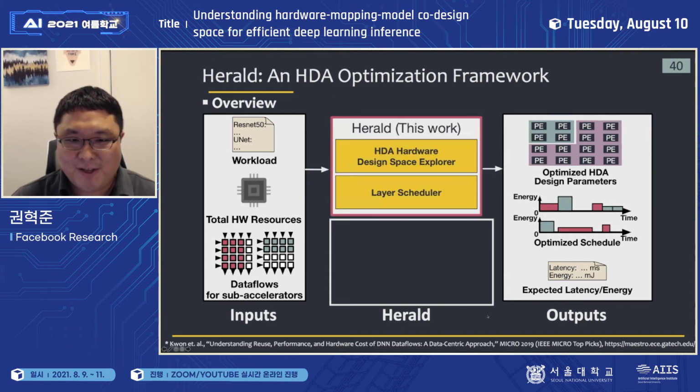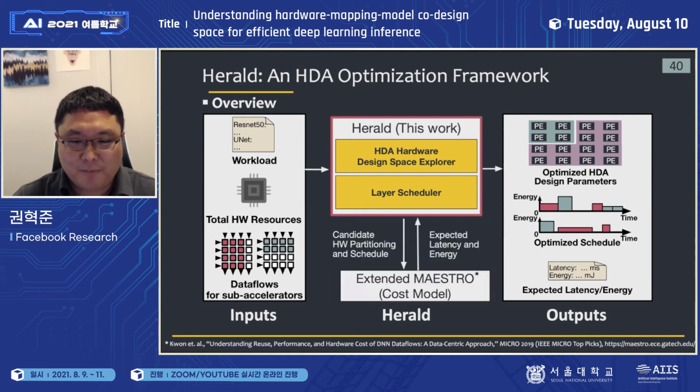And what do we have inside? Herald has the hardware design space explorer for optimizing the design parameters, and the layer scheduler, and they are iterated inside to optimize both of them. And as a backbone, we have extended Maestro, which is the cost model I used for the case study in one of the previous slides.